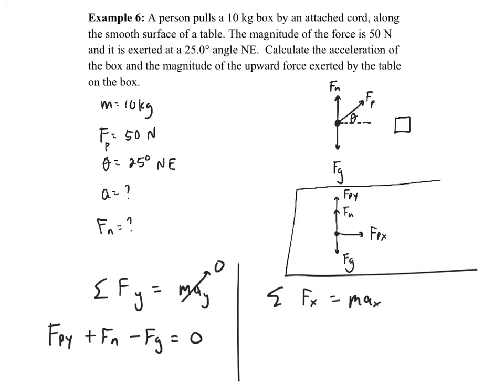Now, in the x direction, there is acceleration. There must be acceleration because the problem says calculate the acceleration, but also because there is no negative force in the x direction. Look at your free body diagram right now.